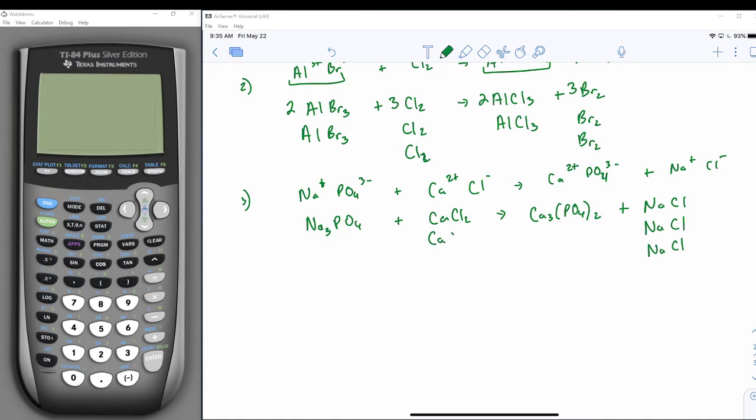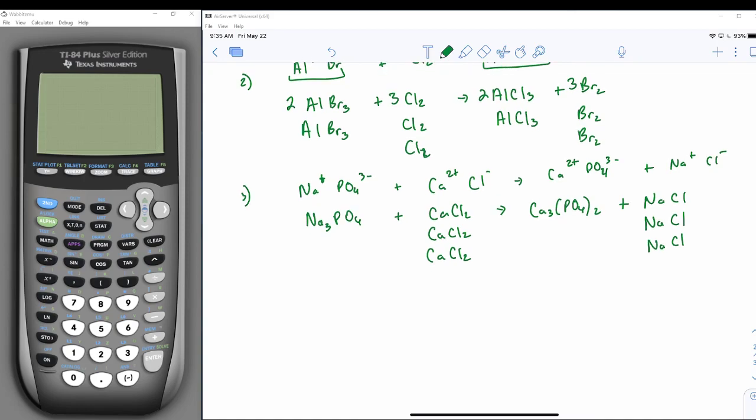Now, I notice that I have 3 Cas, so I have to have a total of 3 CaCl2s on the left to balance out the Ca. Now, because I have 6 Cls on the left, I need to add more NaCls because that's the only source of Cl on the product side. So I have to keep adding NaCls to balance that out. And as a byproduct, that means I need to add another Na3PO4.